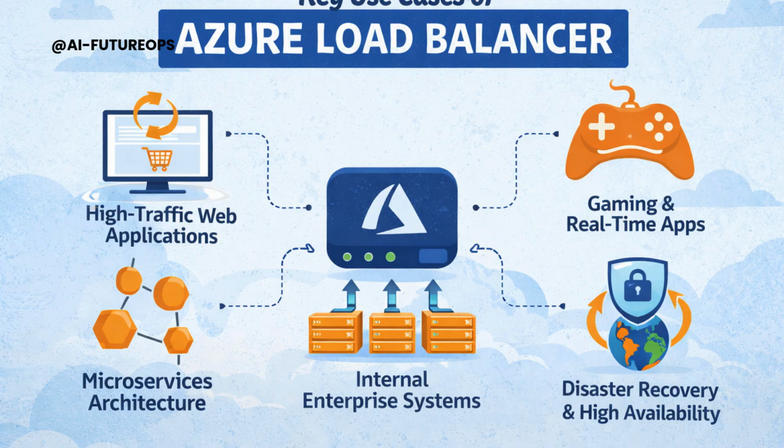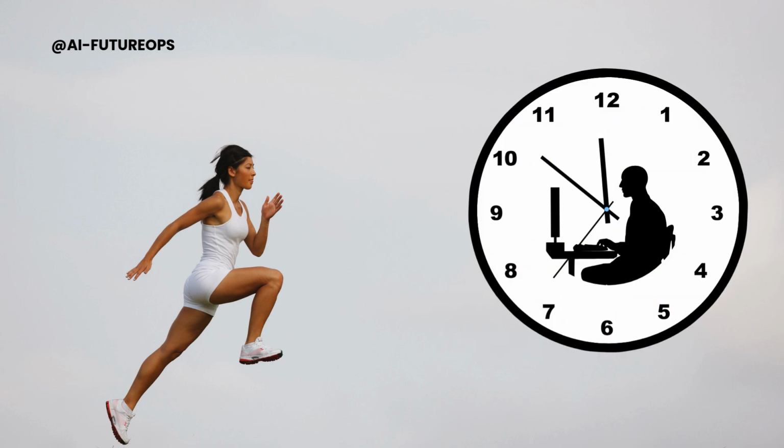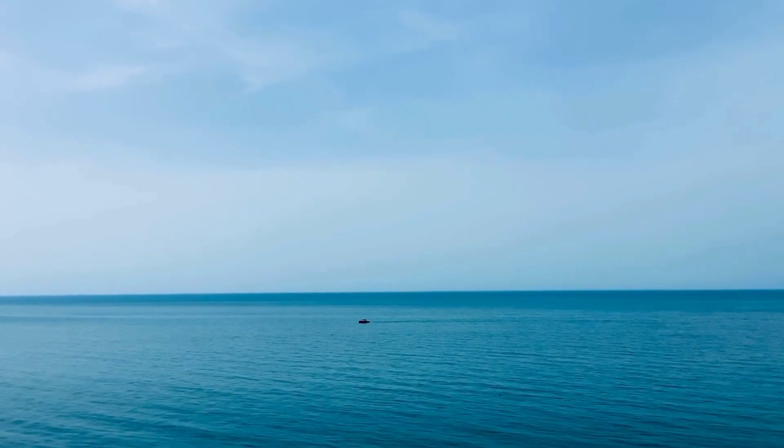As you all know, Azure Load Balancer works at layer 4, which means it only looks at the IP address and port number. So it doesn't care about the content like websites or URLs. Because of this, it's super fast, works at low latency, and is highly scalable. It uses rules defined by its expert and health probes to decide where traffic should go.